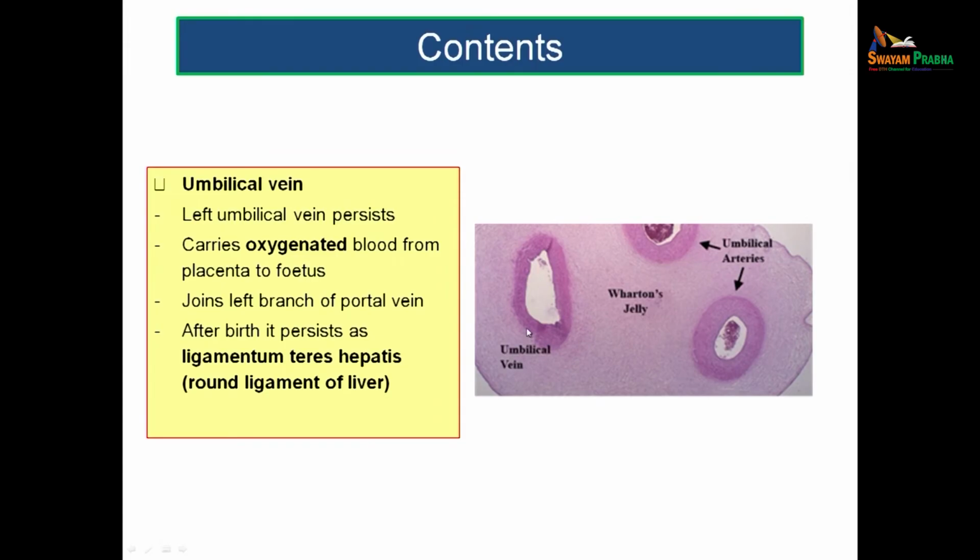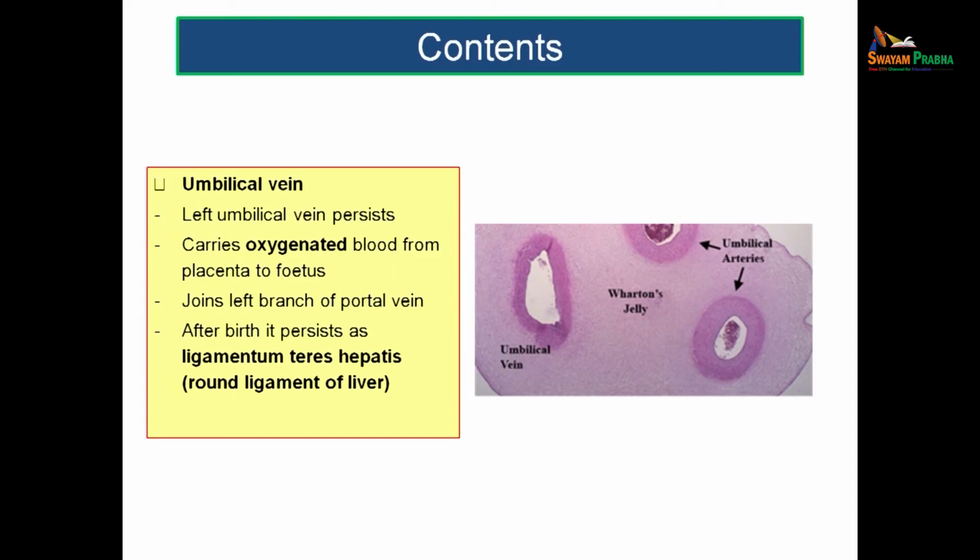In the initial period, there were two umbilical veins, but one gets degenerated and the vein which is left behind is the left umbilical vein. You can remember it like that. Again, though it is called a vein, it is carrying oxygenated blood from the placenta to the fetus, that is from the mother's side to the fetus. The oxygenated blood is carried by a vein, and that vein is known as umbilical vein.